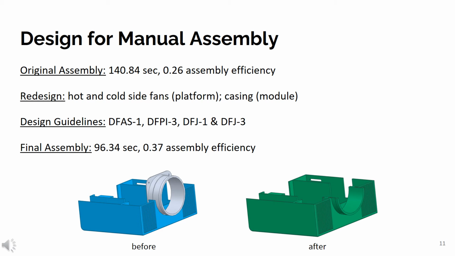The manual assembly time for the original product was found to be 140.84 seconds with an assembly efficiency of 0.26. The product platform was redesigned such that the cold and hot side fans will be affixed to the casing via snap fits instead of screws. Further, the casing, which is a module part, was changed to incorporate the hot side coupler, reducing the part count of the product. Leveraging design guidelines DFAS1, DFPI3, DFJ1, and DFJ3, the final assembly time was found to be 96.34 seconds with an assembly efficiency of 0.37.